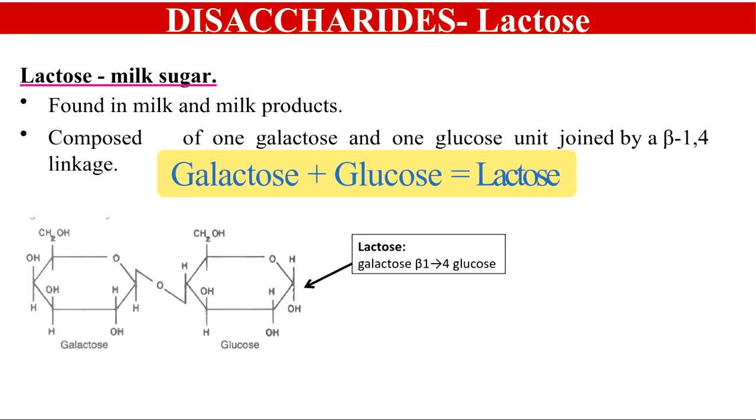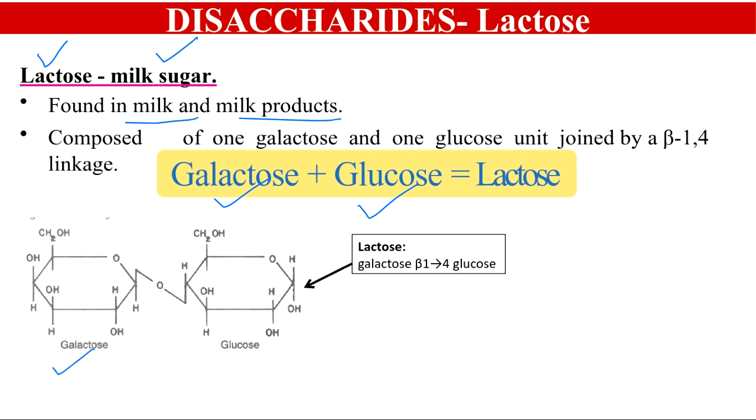Now lactose is also known as milk sugar. That sweet taste, the inherent sweetness that we have in the milk when we consume it without adding any extra sugar, you can see that it is having an inherent taste of sugar, right? Sweetness is there. Why is it? It is because of the presence of lactose. So lactose is found in the milk and the milk products. And this lactose is formed of two monosaccharides, galactose and glucose.